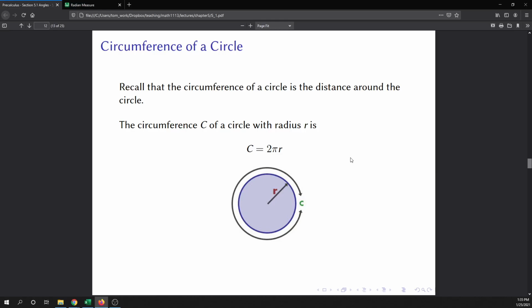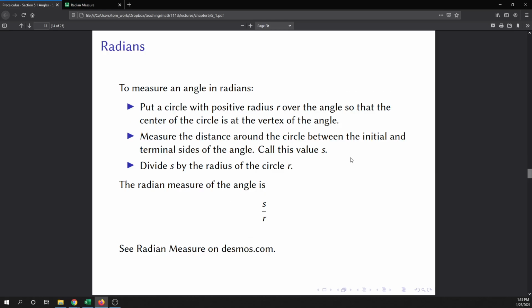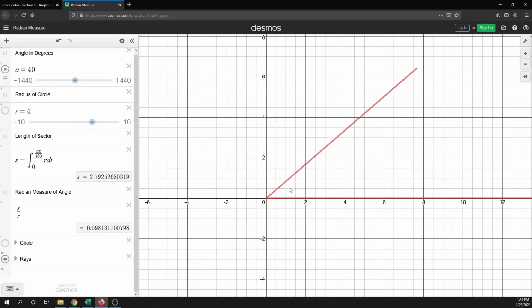That leads us into radian measure, and so we want to measure an angle in radians. What we'll do is put a circle with a positive radius over the angle, with the center of the circle at the vertex. Here's an angle that we have, and so we'll put a circle with the center right at the vertex. So the center of this circle is at the endpoint, or the vertex, of the angle. That's the first thing that we would do.